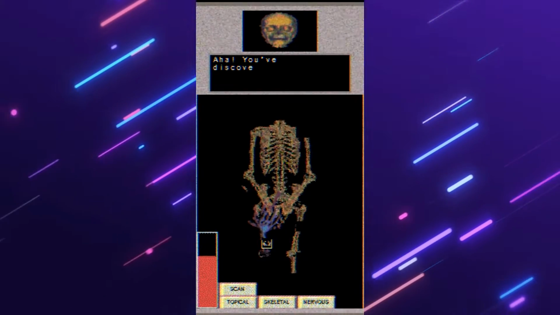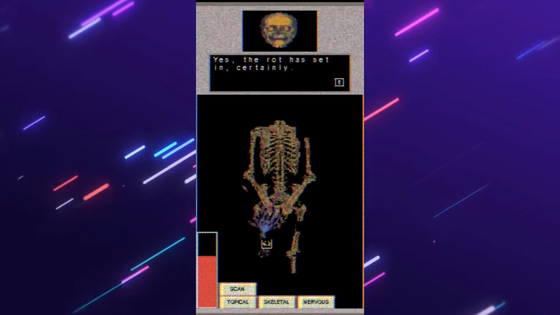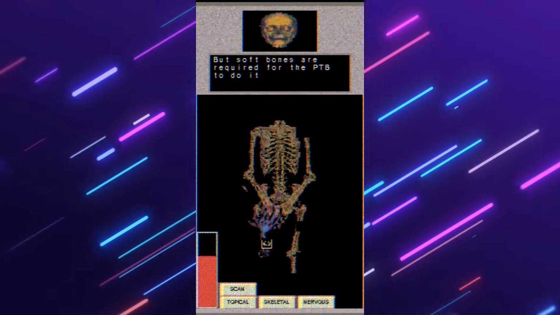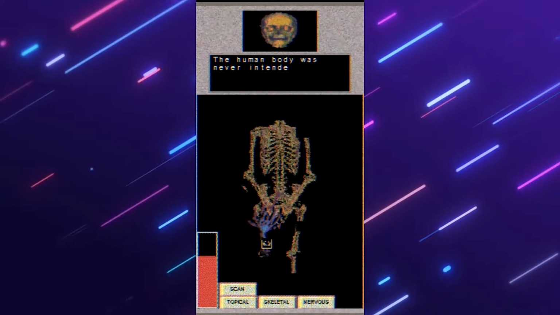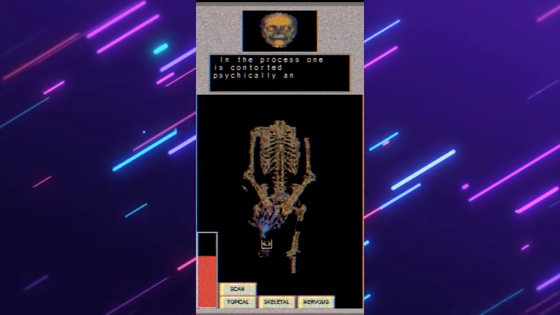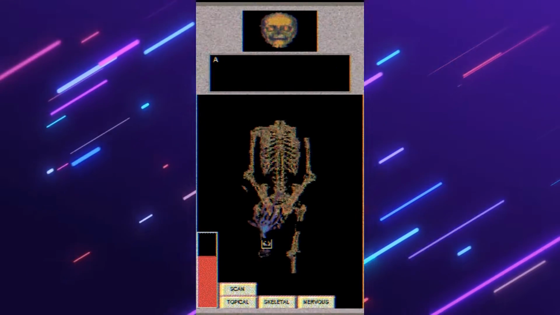Soft bones are needed for the PTB to properly be flowered. The human body was never intended to be a vessel for this fungi. He goes on to say that the subject is twisted around physically and psychically. After this morbid and mind-breaking conversation, the subject then asks if we are getting credit for this exam and asks us to continue. Again, another part of his nonchalant attitude.